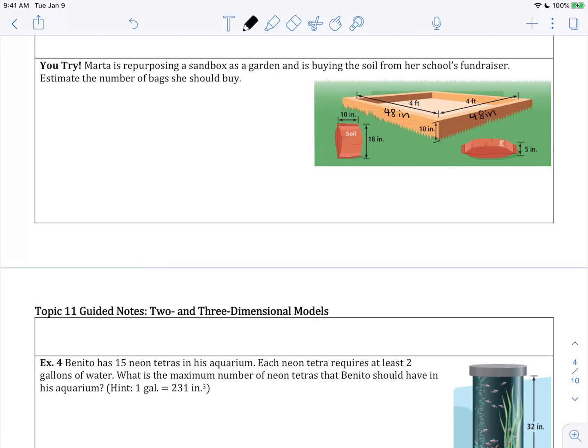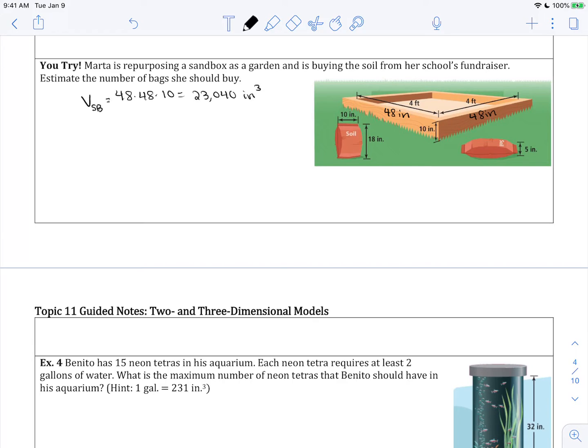All right, so now we can calculate the volume of the sandbox by doing the area of the base. So 48 times 48 times the height, that's already in inches, 10 inches, so times 10 inches, which gets me 23,040 cubic inches for the volume of the sandbox.